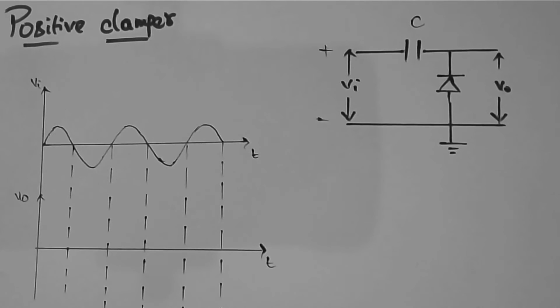Now let's see the case of the positive clamper. In a positive clamper, both the positive half cycles and negative half cycles are clamped to the positive part.